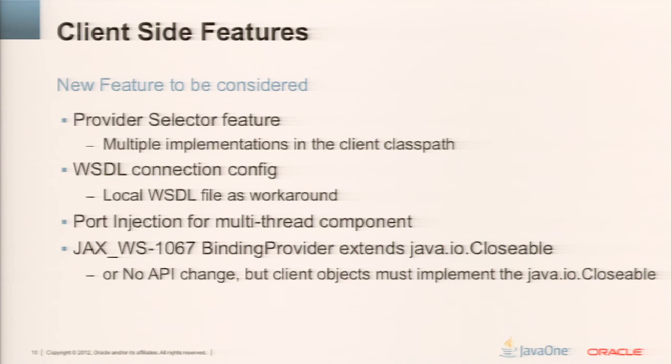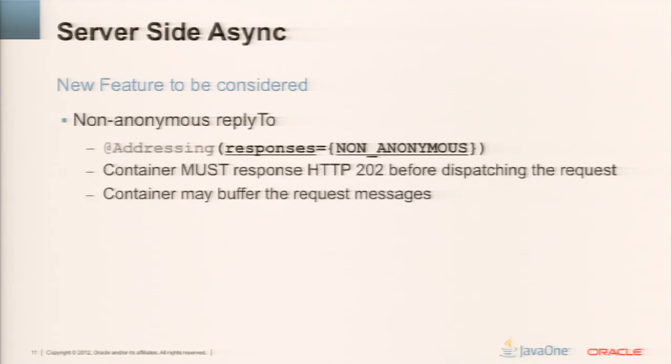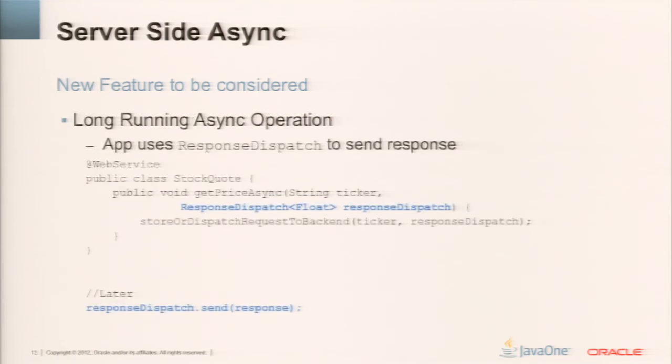Okay. So that brings us to a topic already discussed a couple of times, server-side async in JAX-WS. There are several ways to look into this. One could say that it's already there through non-anonymous addressing, where the container is expected to send a response right away, and then serve the response to the addressed endpoint. So this is not the full async that would solve the problem of long-running async operations.